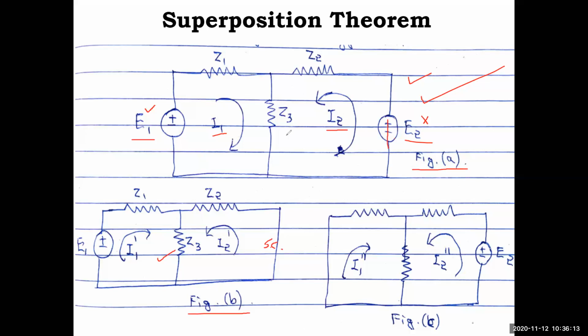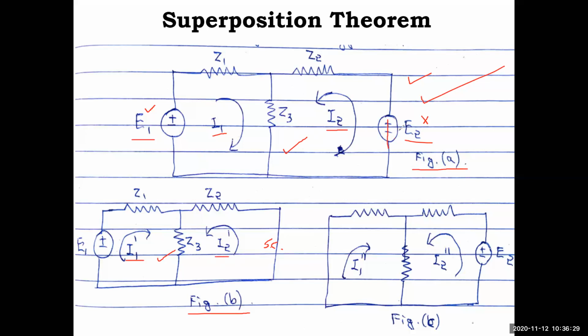Again, we will not do this, since it will take much time. After getting the I1, I2 solution, we'll substitute E2 is 0 and do the computation. We'll get some equations that I will denote as I1 dash and I2 dash.